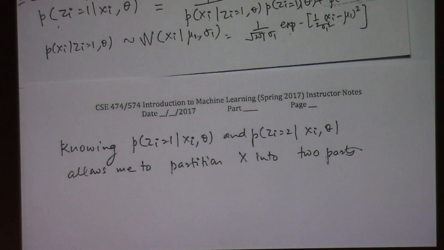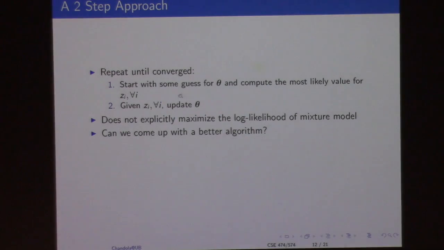So now I can use these estimates for my theta, go back and reassign zi's, then re-estimate theta, and keep doing that until I converge. So it's a very interesting iterative algorithm. It looks very much like what we did in K-means. In K-means, we started with some initial estimates for centroids, assigned points to centroids, recomputed the centroids, and then reassigned points, and so on.